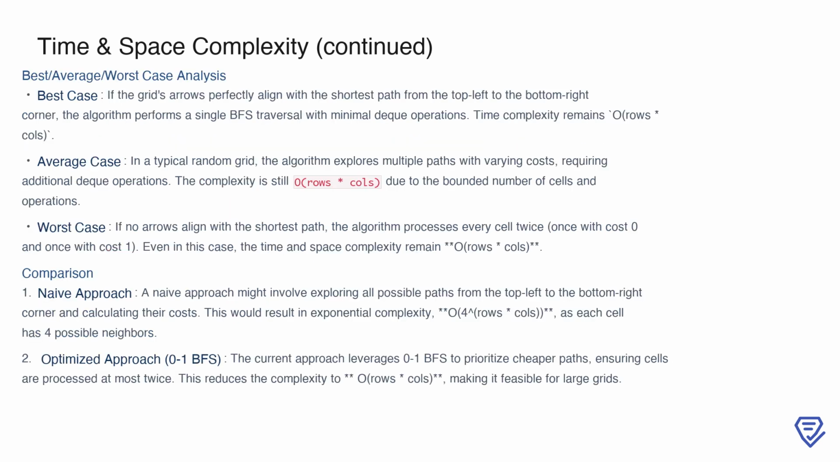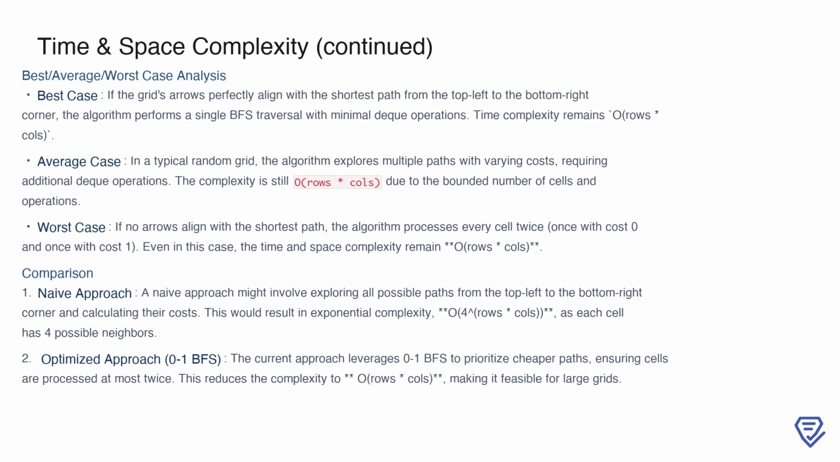Now, let's examine the algorithm under different scenarios to better understand its behavior. In the best case, if the grid's arrows are perfectly aligned with the shortest path from the top left to the bottom right corner, the algorithm performs a single BFS traversal with minimal deque operations. Despite this optimal alignment, the time complexity is still O(rows * cols), since all cells must be processed.